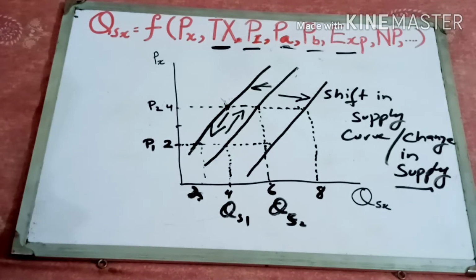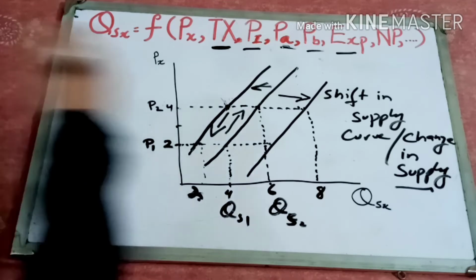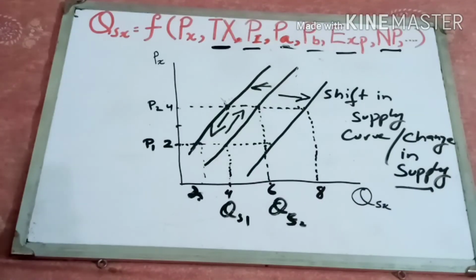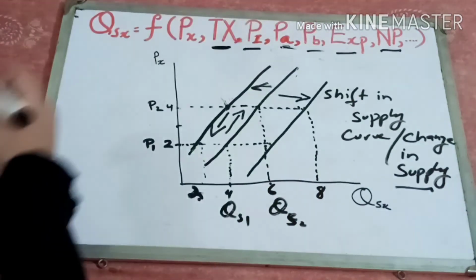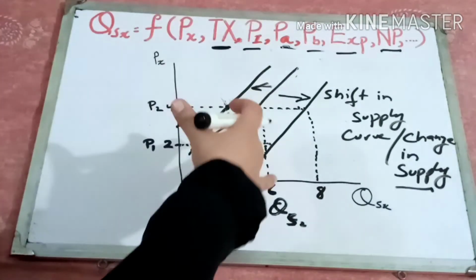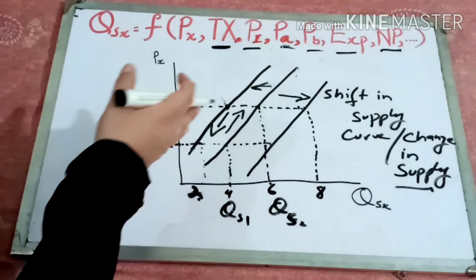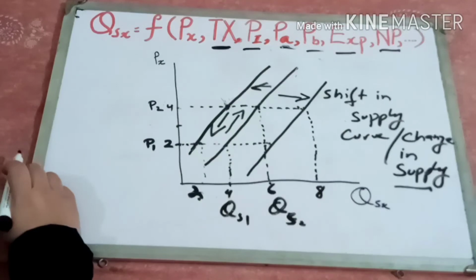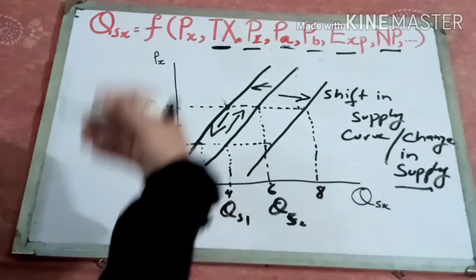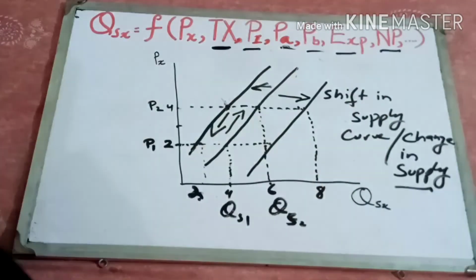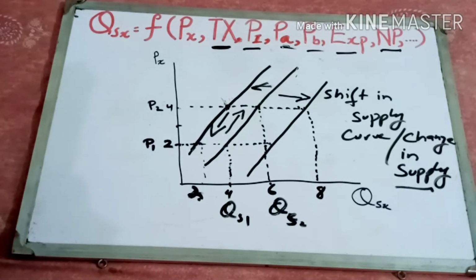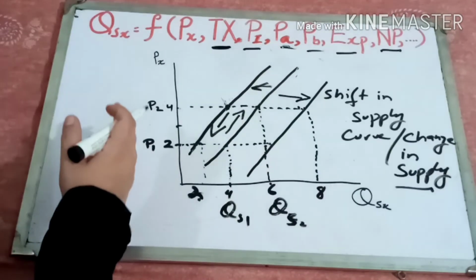Now, finally, the increase in the number of producers. So far we have studied these factors, and we will keep things simple for now. An increase in the number of producers results in a rightward shift, because the more producers there are, the more supply there will be. A decrease results in a leftward shift of the supply curve.